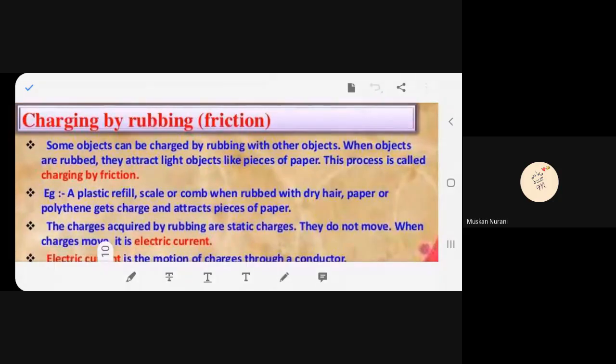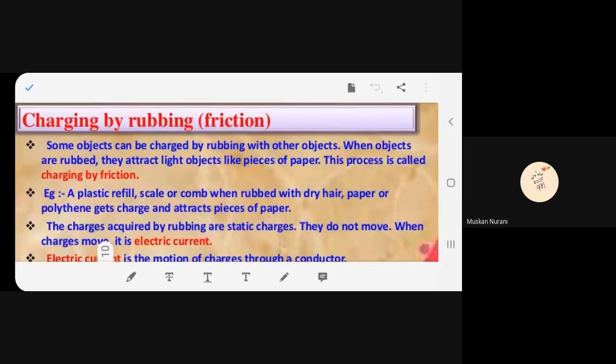Charging by rubbing. What is this rubbing called? Friction. Some objects can be charged by rubbing with other objects. When objects are rubbed, they attract light objects like pieces of paper. This process is called charging by friction.